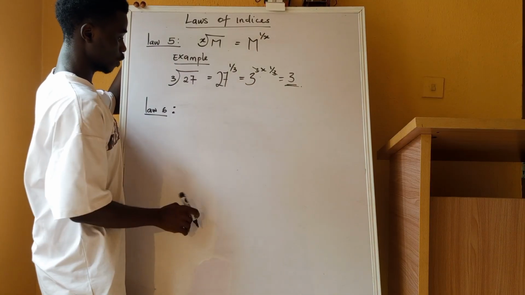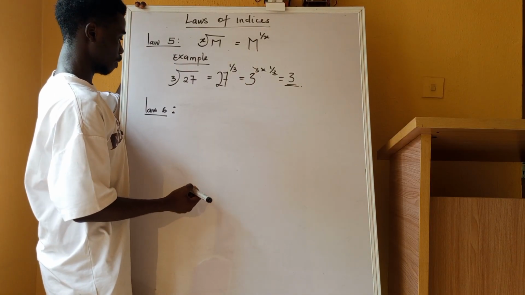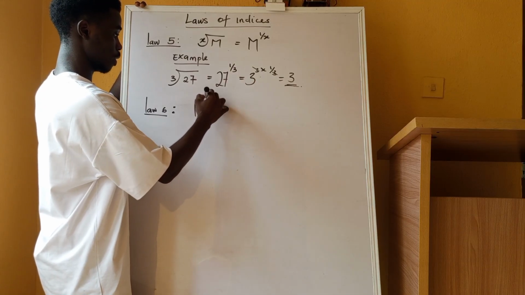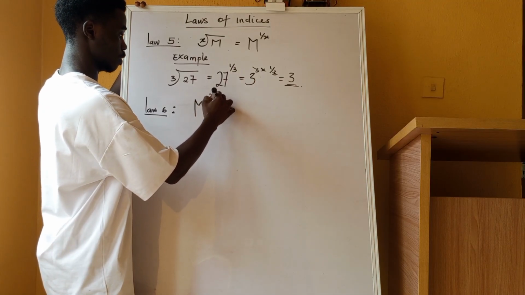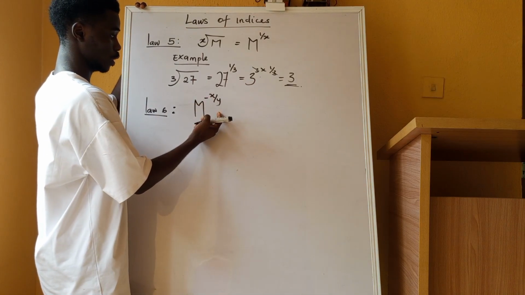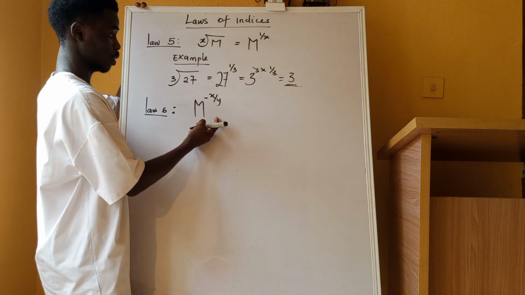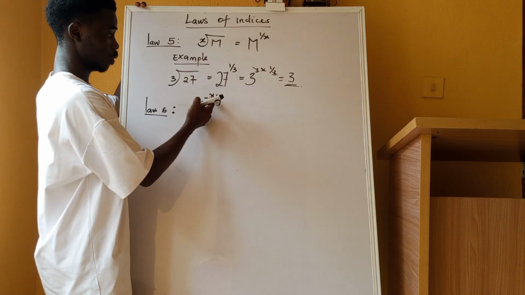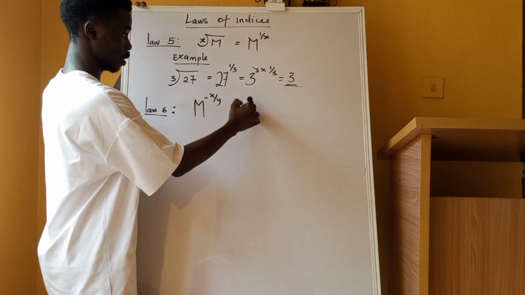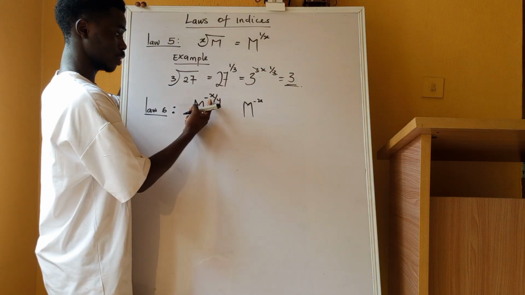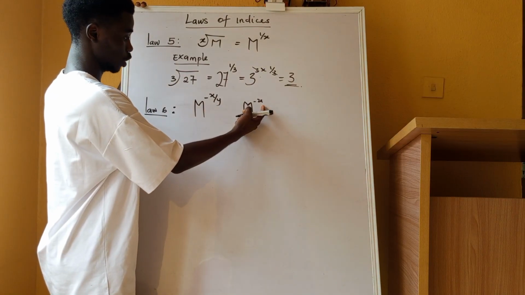Now we have law number 6. And law number 6 says we have m to the power of negative x over y. Now notice that here is a fraction. It can be in the form of a decimal too, and you can convert that decimal point into a fraction. This is different from the one I wrote here, which is m to the power of negative x. It's different because this is a fraction, and this is just a single number.